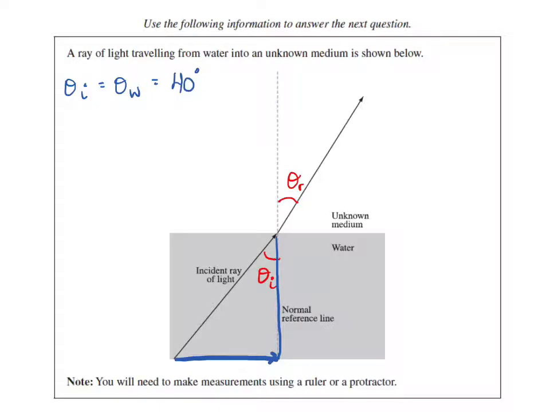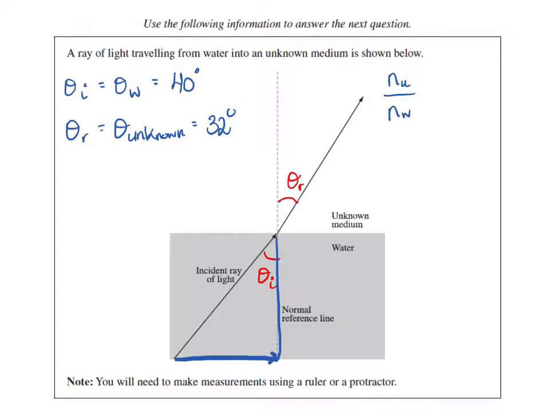But if you just measure it, you should get an angle of incidence, being the angle that we have in water, which is 40 degrees. Okay, and the angle of refraction, which is the angle it makes in the unknown substance, is 32 degrees. Okay? So we use Snell's law.